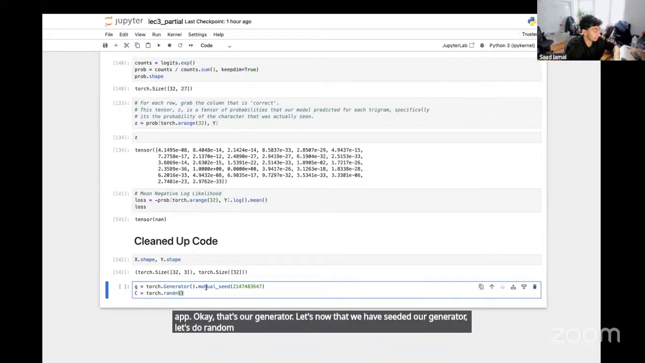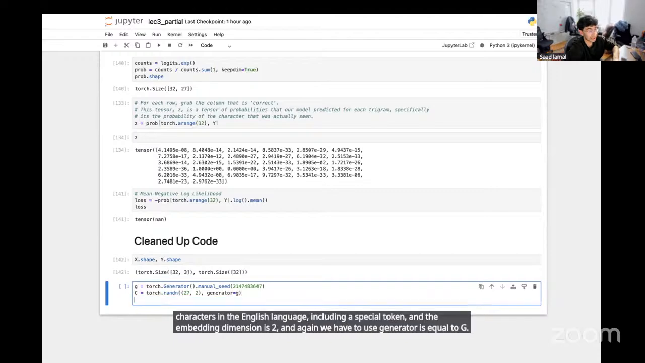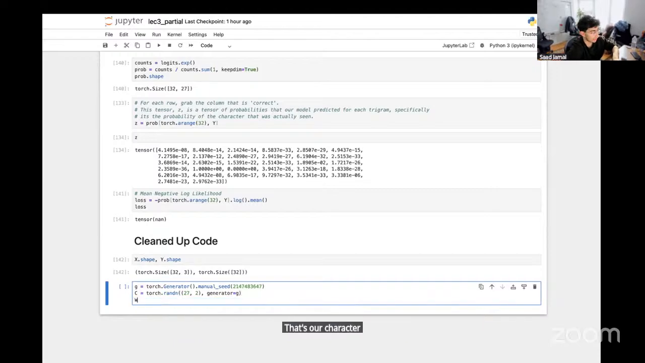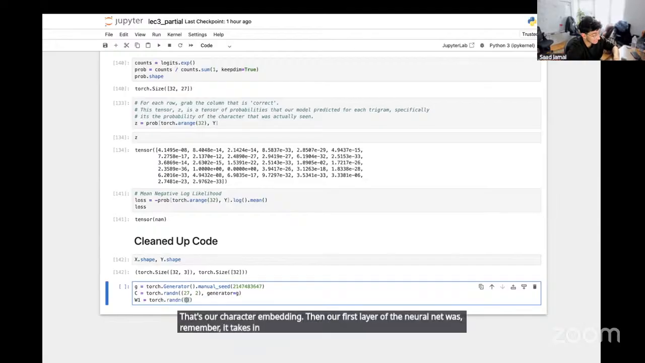So remember, our character embedding has dimensions of 27 characters in the English language, including a special token, and the embedding dimension is 2. And again, we have to use generator equal to G. That's our character embedding. Then our first layer of the neural net, remember, takes in an input of size 6 because each of the characters of the trigram has an embedding dimension of 2. So 3 times 2 is 6.